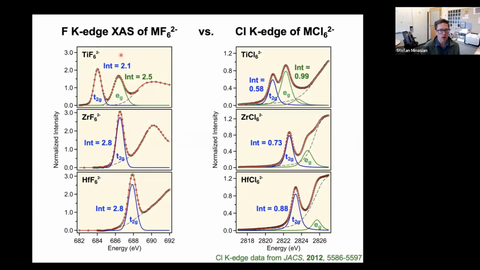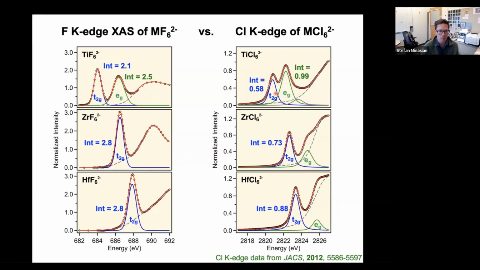And we can compare our results now for the fluorine K-edge to earlier work done at the chlorine K-edge. So these are the same metals, but with chloride ligands. You see a very similar spectral profile. Again, the EG peak is beginning to disappear under the rising edge. One thing that you'll notice is that the intensity of the transitions at the fluorine K-edge is much larger than the intensity of the features at the chlorine K-edge, just simply by using this curve fitting.